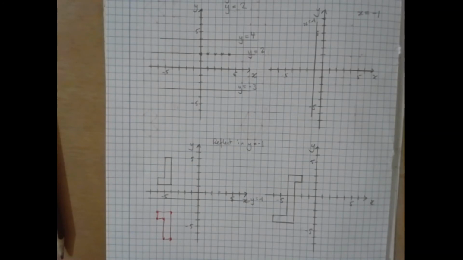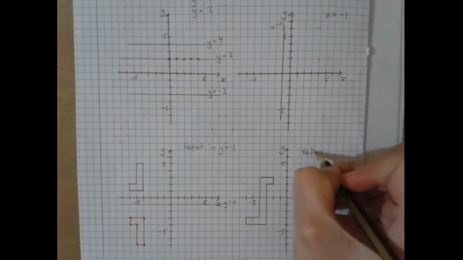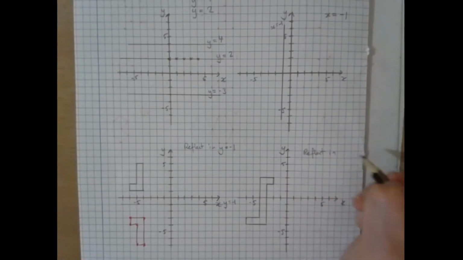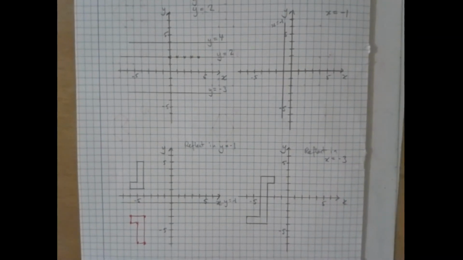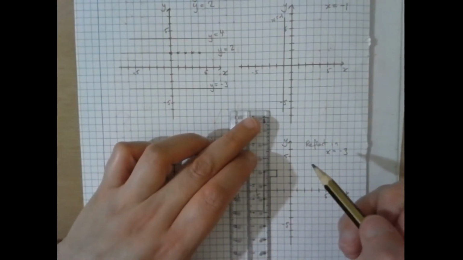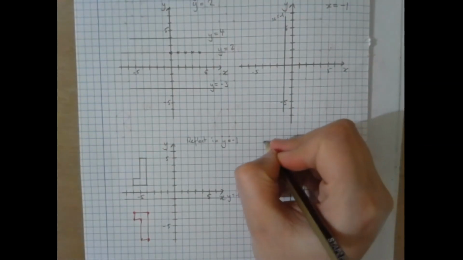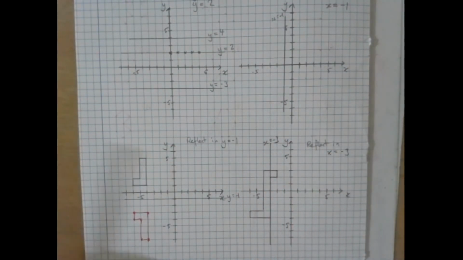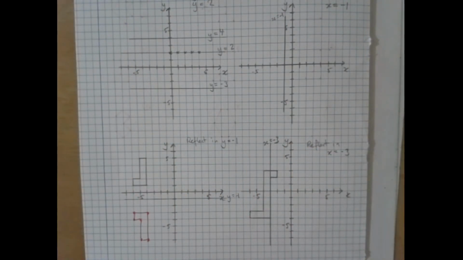Okay? What if I said reflect in x equals -3? Okay, so x equals -3 would be a vertical line. And it would go through there. Okay, so this one, obviously it's going through the shape.